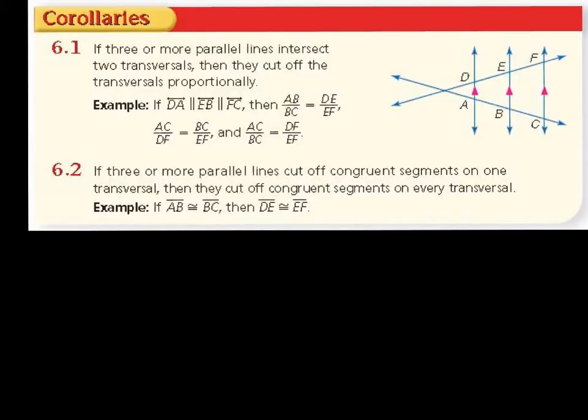Okay, so we have corollaries, which recall are special cases of our theorems and can be easily proved from them. Corollary 6.1 says if 3 or more parallel lines intersect 2 transversals, then they cut off the transversals proportionally. So instead of just one proportion, we end up with 2. They're all proportional. And theorem 6.2, if 3 or more parallel lines cut off, this is the converse, congruent segments on one transversal, then they cut off congruent segments on every transversal.